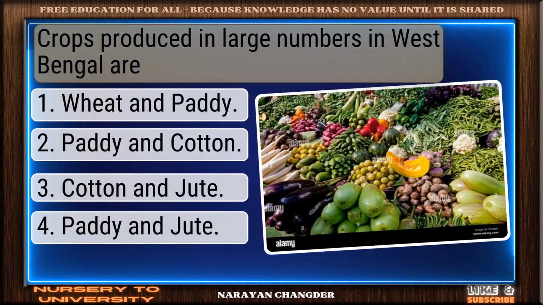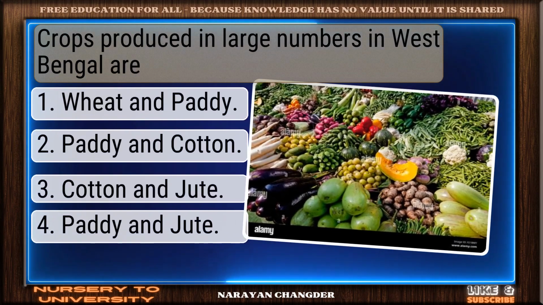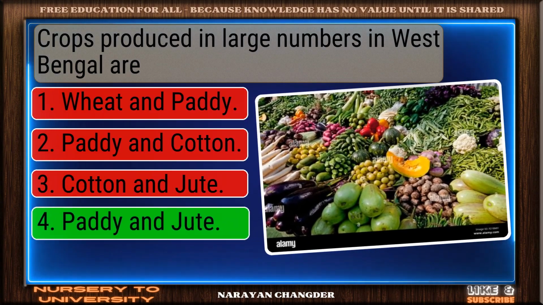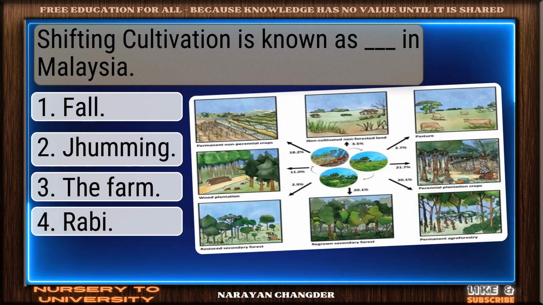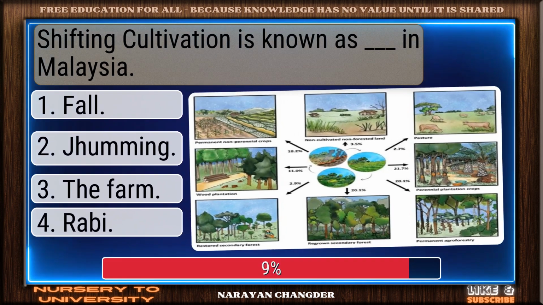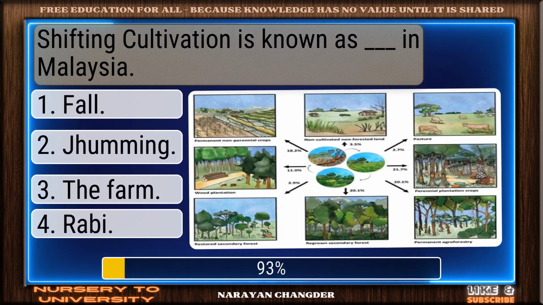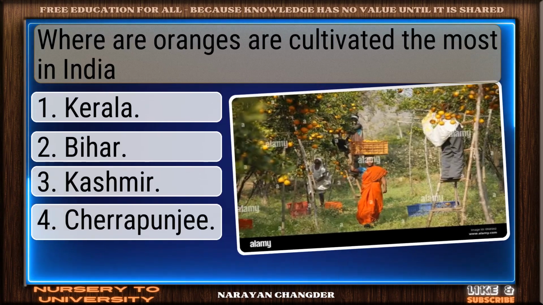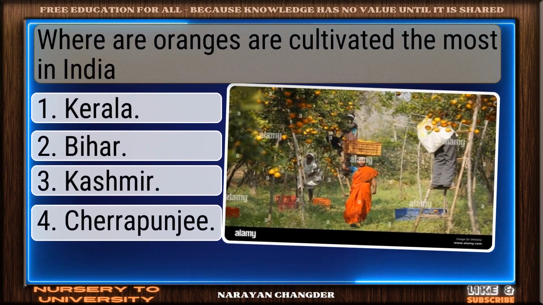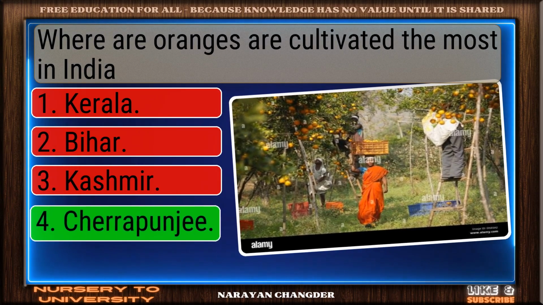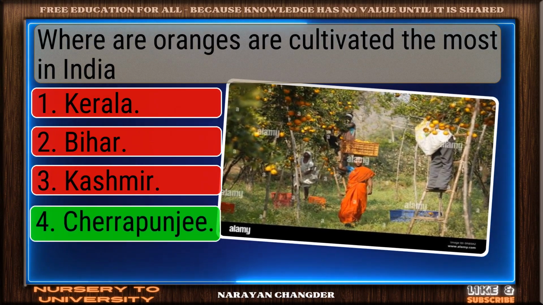Crops produced in large numbers in West Bengal are? Valid point. Paddy and jute is true. Shifting cultivation is known as dash in Malaysia. On track. Ladang is correct. Where are oranges cultivated the most in India? Nice selection. Cherrapunji is correct.